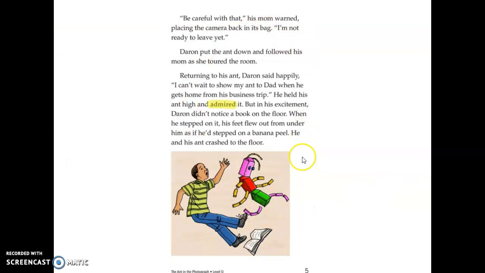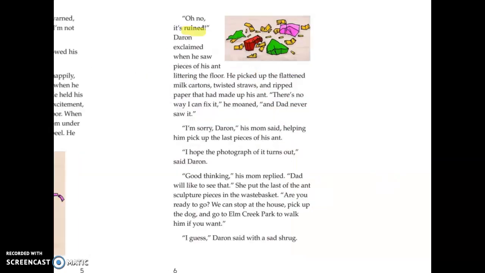But then he fell and his project got ruined. He wasn't too nervous because his mom took a picture, so he was just going to show the picture to his dad. Okay? So, as you can tell, I just retold the events that happened in order.